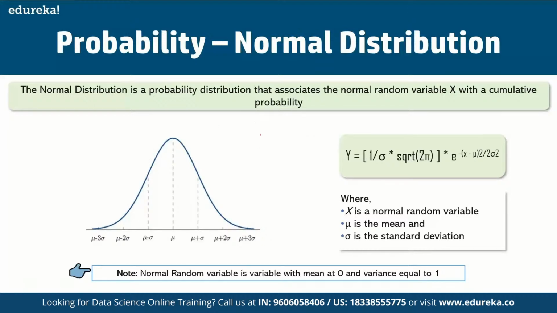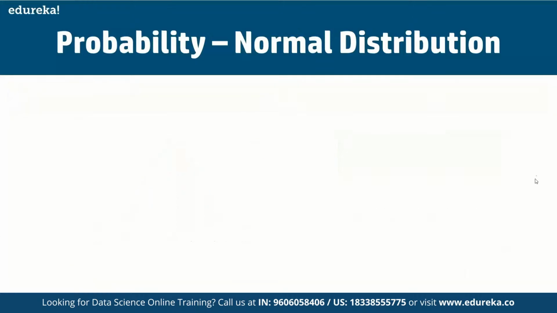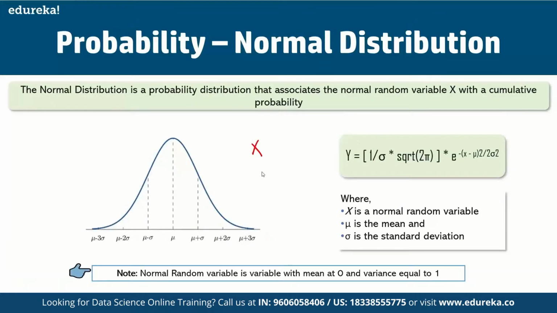So here we have our x. x is our random variable. What is mu? For any data, I need to find something called mu. Mu is going to be the mean. Next is sigma. Sigma is my standard deviation. I'm going to give you an example of mean and standard deviation in our upcoming slide.